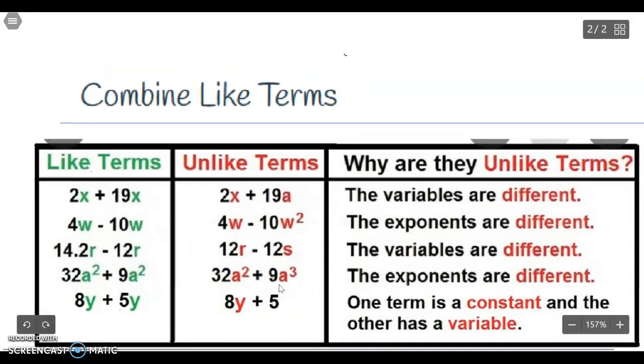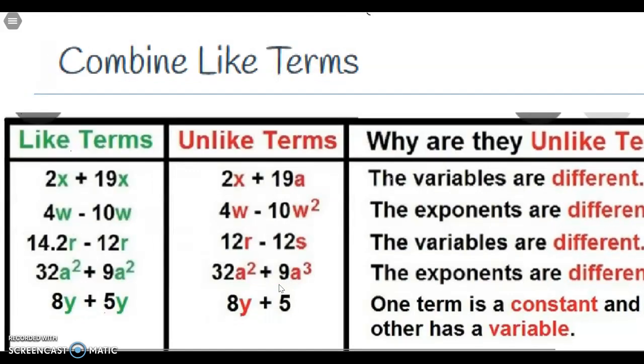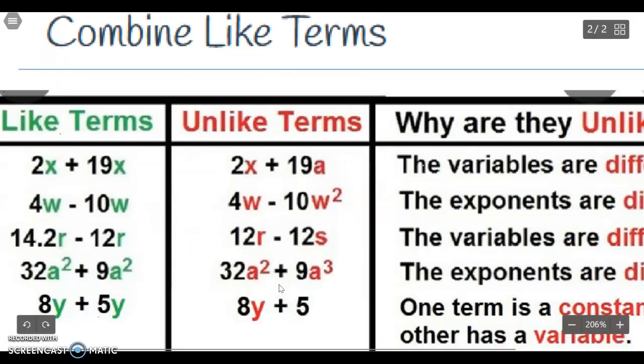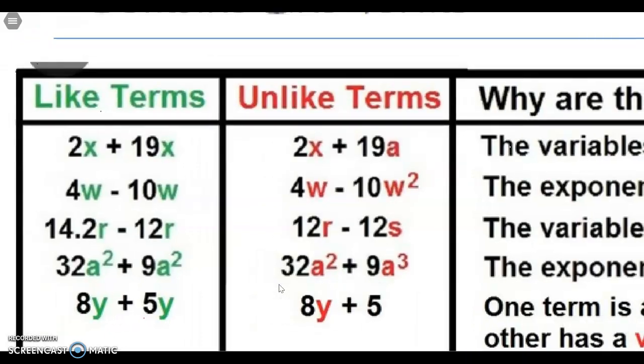Ware's videos. And today we are looking at how to combine like terms. So the first thing I want to do is go over what a like term is. A like term is when you have a constant multiplied against no variable, or the same variable raised to the same exponent. Okay, so let's take a look at the examples of like terms.